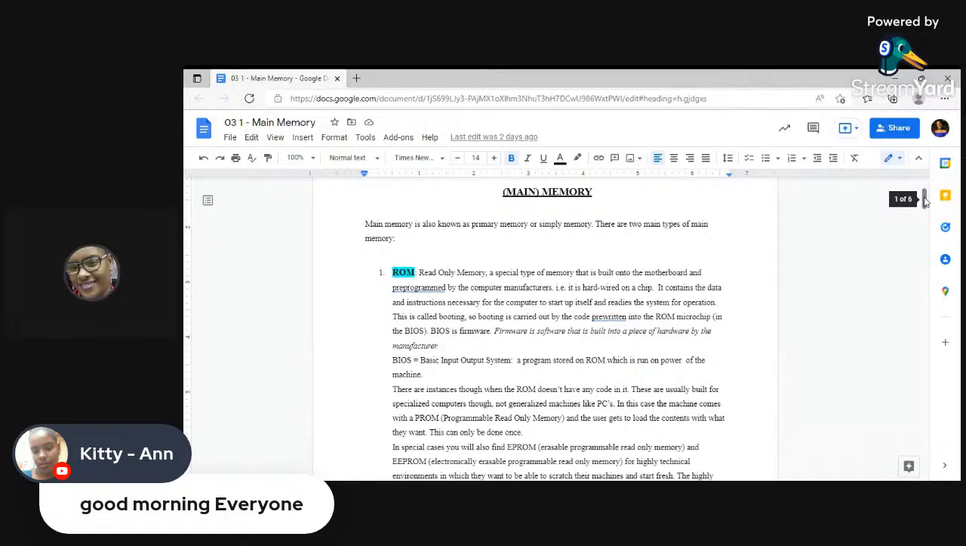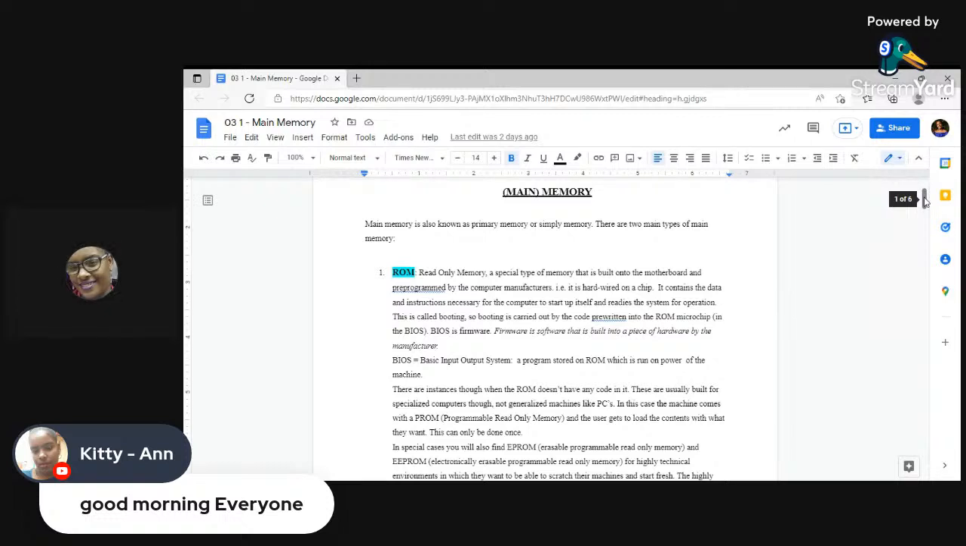So writing is going to take place, which can be hardwired when it is purchased by the manufacturer, or you can get it blank, where you would add your data to it. But after you write your data to it, depending on the type of read-only memory, you cannot edit the data again. So what it is saying is that ROM is a special type of memory that is built onto the motherboard and pre-programmed by the manufacturer. Same thing as the hardwiring that I was telling you about.